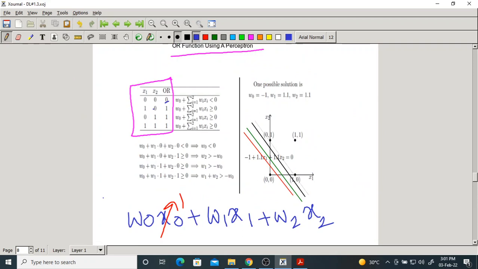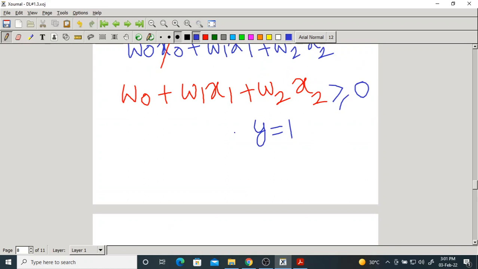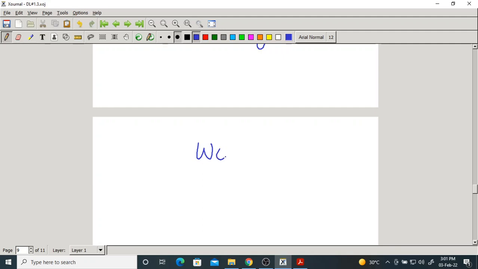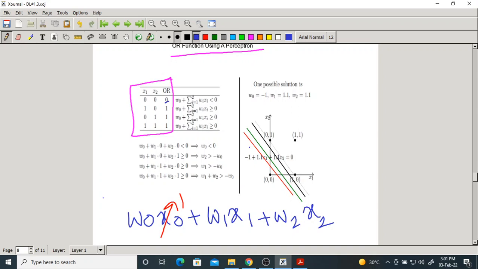If both inputs are 0, the output is 0, which means what? X1 is 0 and X2 is also 0, so W0 should be less than 0. I have written it here. Second case, second row: X1 is 1, and W0 is anyway always present. Third row, 0 1, output is 1, so it should be greater than 0. So W2 is more than minus W0.